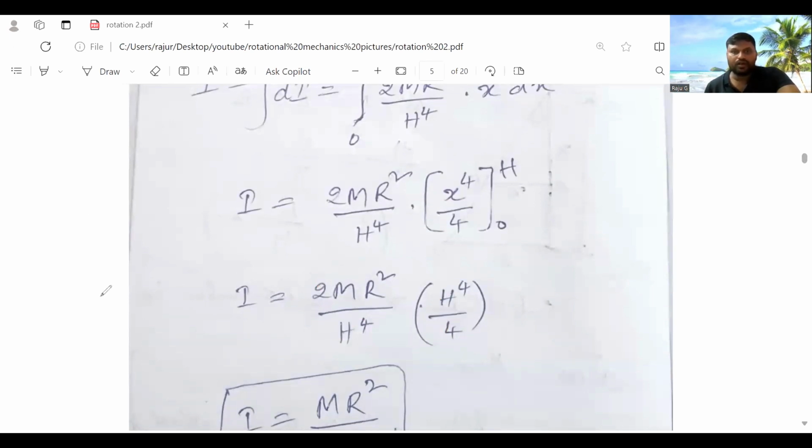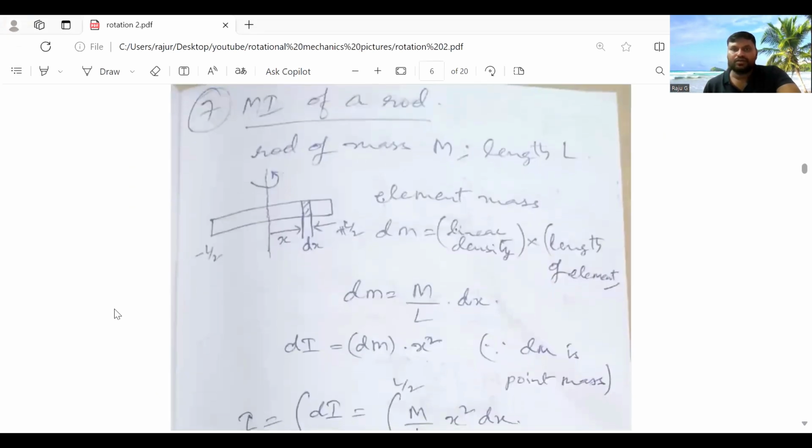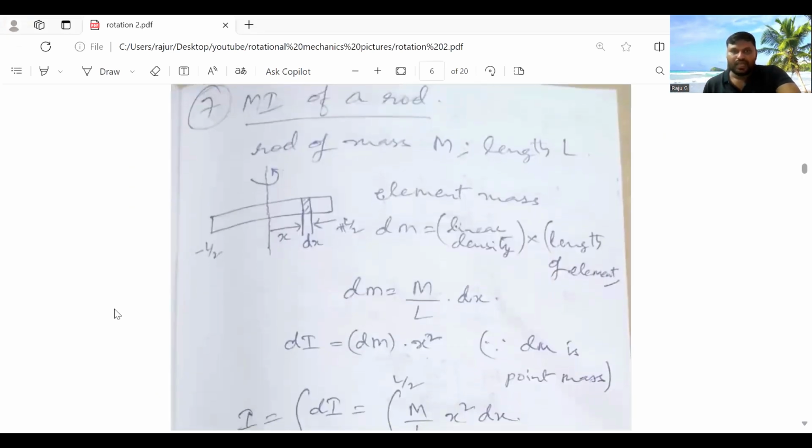moment of inertia of the hollow cone. Now the moment of inertia of the rod about an axis passing through the center of the rod and perpendicular to the plane of the rod. First we need to consider an element which is at a distance x from the axis and whose thickness is dx, and we need to find its mass. dm is equal to the linear mass density of the rod into the length of the element. So dm is equal to total mass by total length into the element length dx.